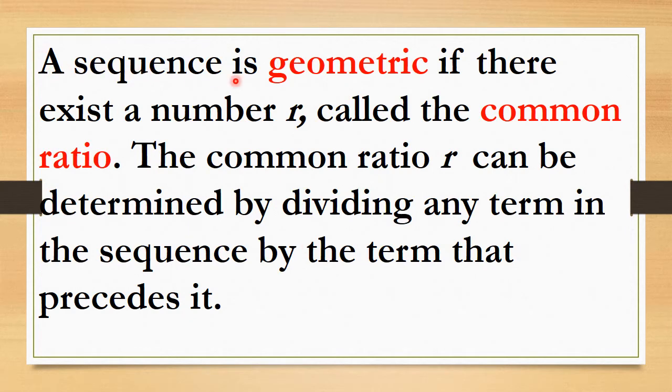A sequence is geometric if there exists a number r called the common ratio. So, ang sequence ay matatawag na geometric pag merong nag-i-exist na common ratio. Pag walang common ratio, hindi siya geometric sequence. So, the common ratio r can be determined by dividing any term in the sequence by the term that precedes it.